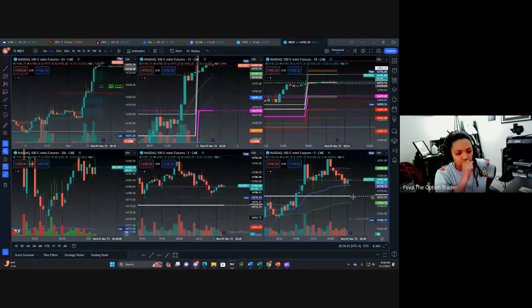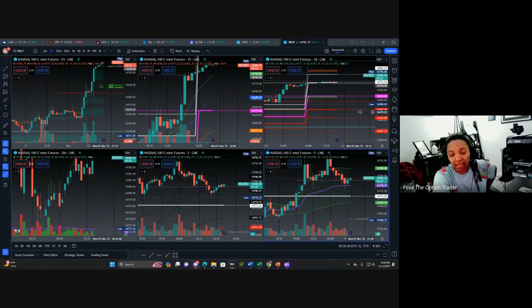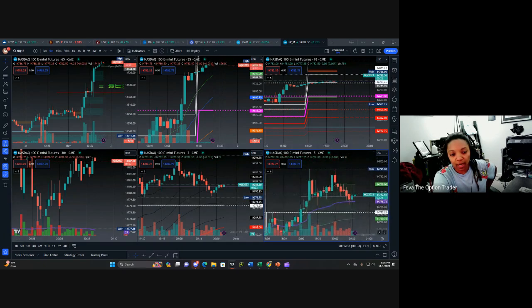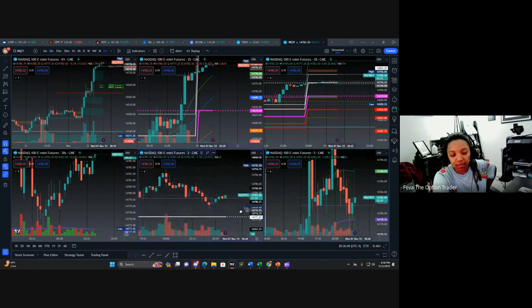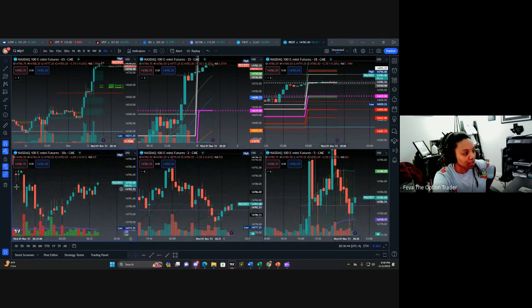So other than that, I use the pivots and the VWAP, and that's it. Pivots and VWAP, because I go through and I draw, and I'm about to show you why I don't use anything else. And again, I'm a scalper, so keep that in mind once you see my chart.